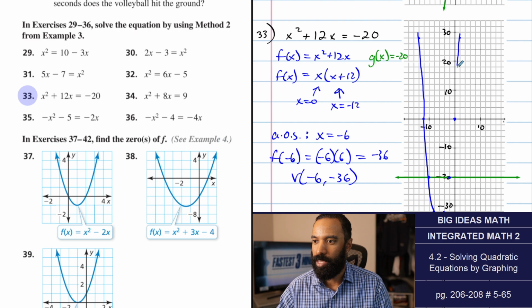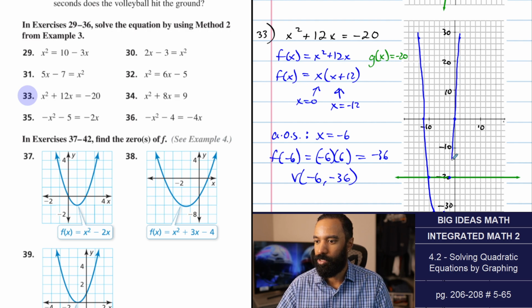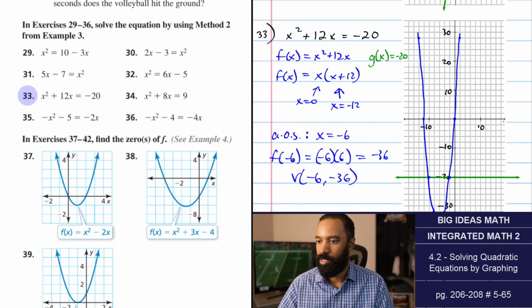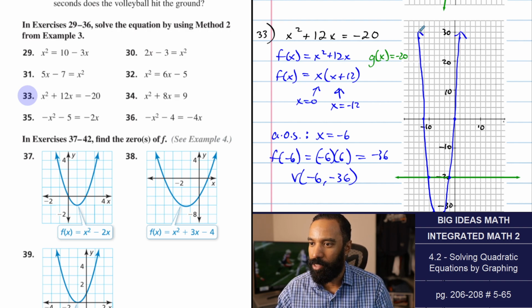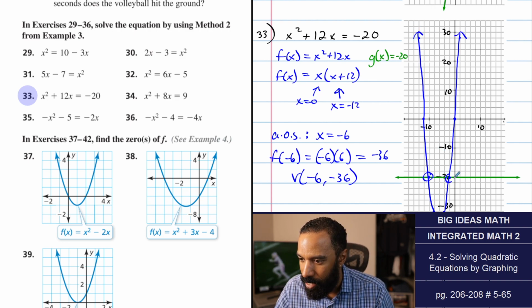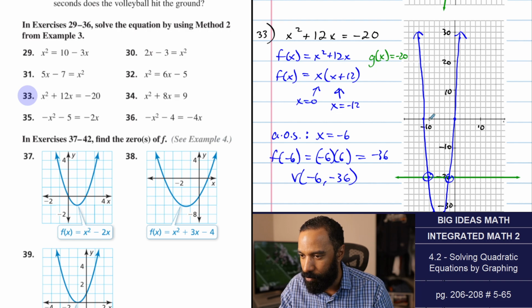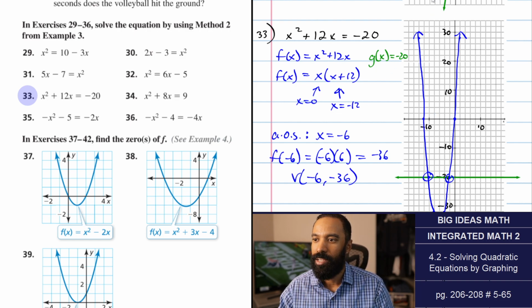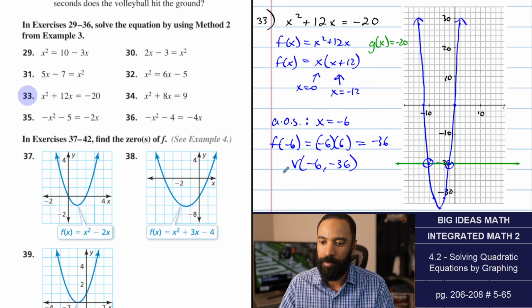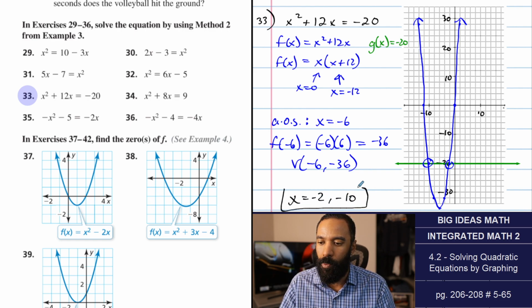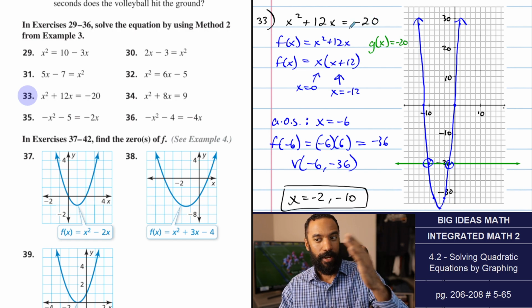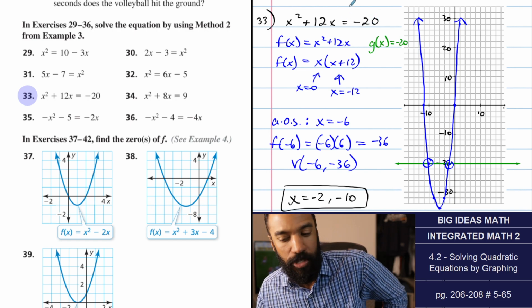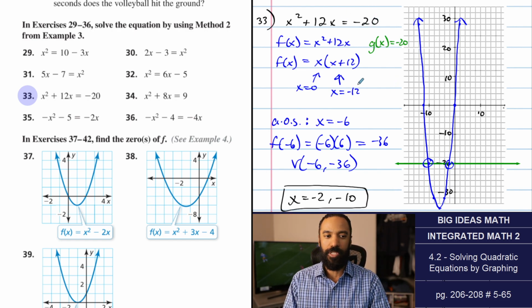Sorry about the kind of wonky look. This is a little stretched for my tastes. But what x values are we hitting here and here? Remember, these are going by 2s. So it's negative 2 and negative 10. So x equals negative 2 and negative 10, which, if you added 20 over, it would be x plus 10 times x plus 2. So negative 2 and negative 10 do seem to work.